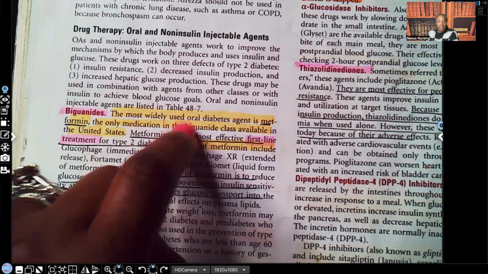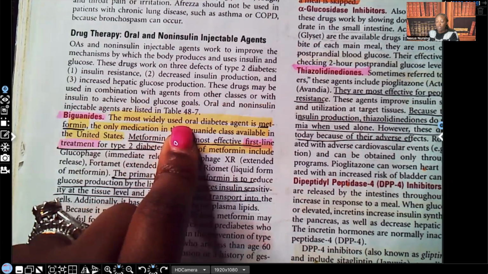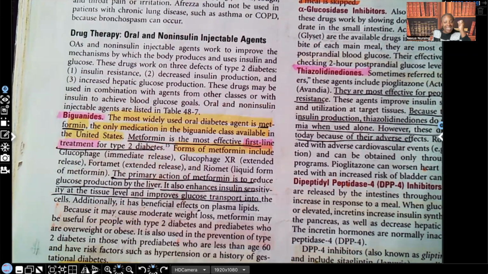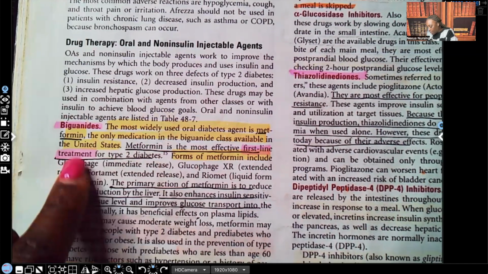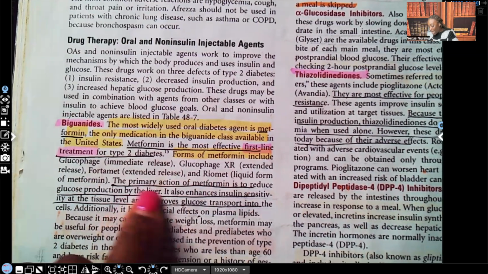Once diet and exercise is not working and we have to put that patient on a hypoglycemic, you better expect the nurse practitioner, the doctor, the physician assistant to put that patient on metformin. That is our first-line drug for type 2 diabetic, okay? Forms of metformin include, and you guys can go over that on your own, the primary action of metformin.